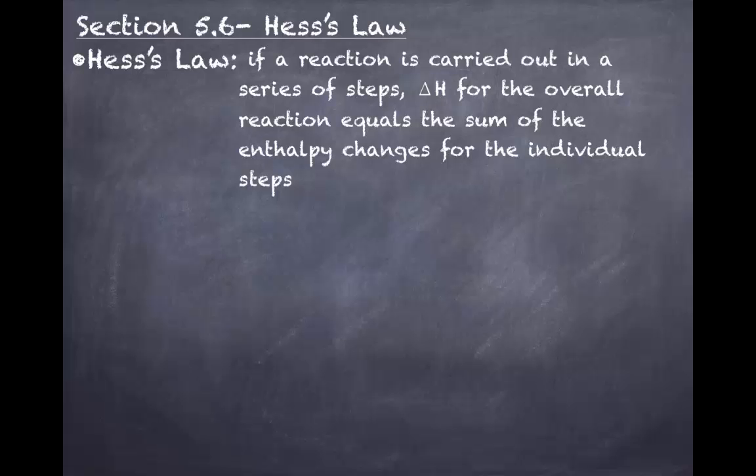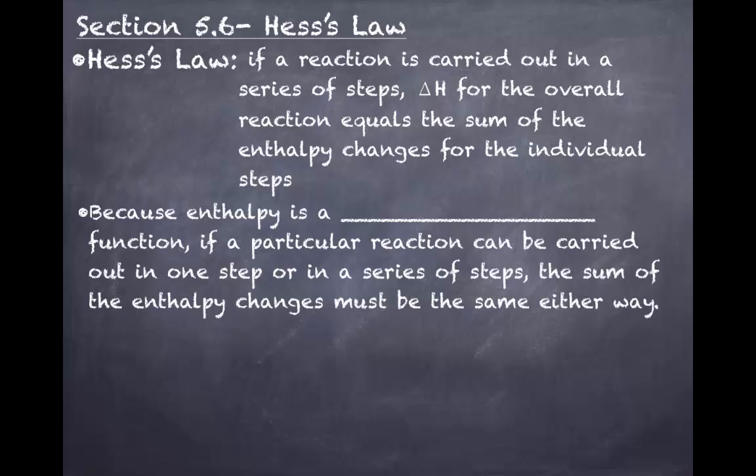So basically, if you can add all the different steps up into one single reaction, then you can also sum up all of the enthalpy changes into one final enthalpy change for the entire reaction. Now, the reason why we can do this is because enthalpy is a state function. Remember that it does not matter the steps that are taken, only where you started and where you end up. And this explains why, if a particular reaction can be carried out in one step or in a series of steps, the sum of the enthalpy changes is going to be the same, whether it's in one step or in thousands of steps.